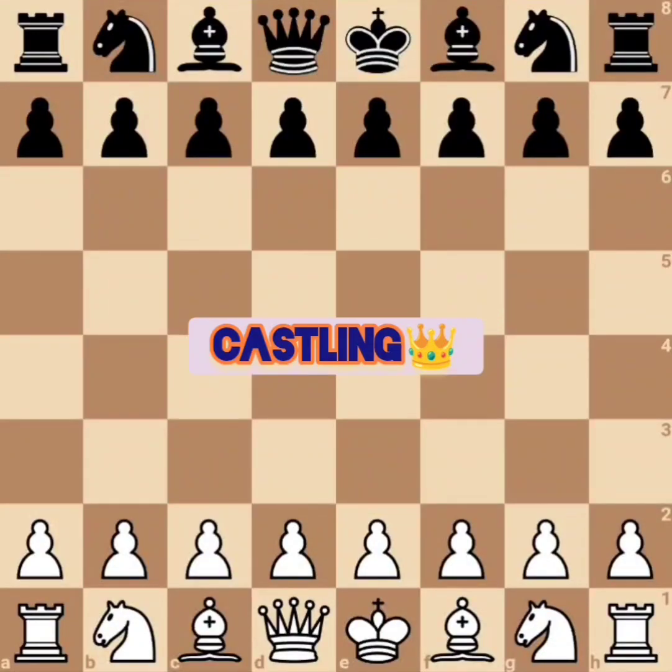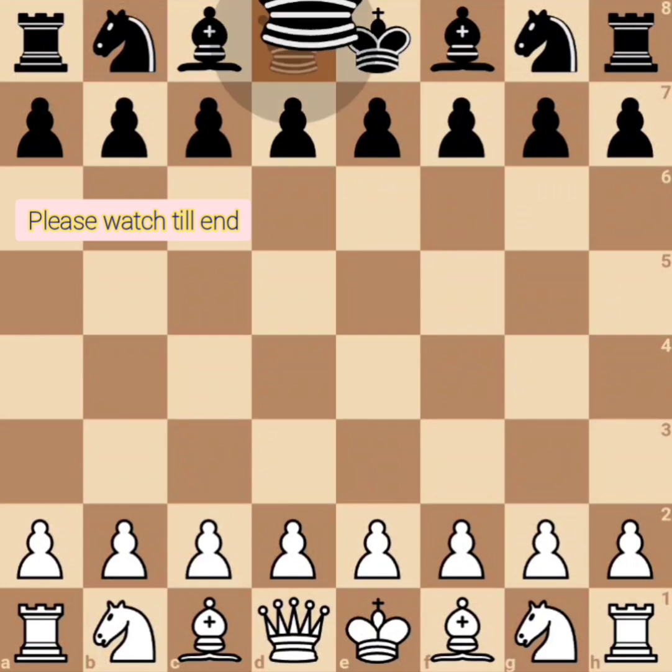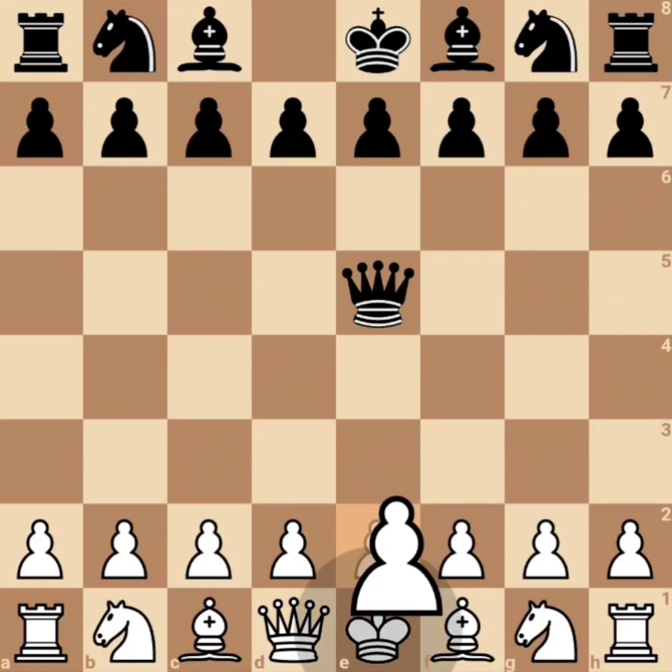So today we will be learning about castling. Okay, so let us create the board. Let me set up the board. It's a kind of imaginary position. Okay, I'll just remove the pawns from here.